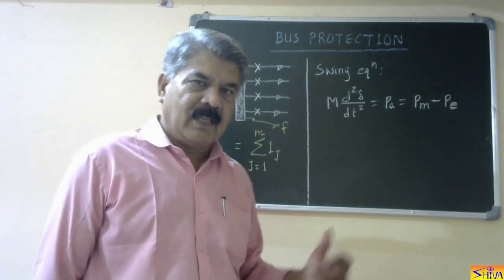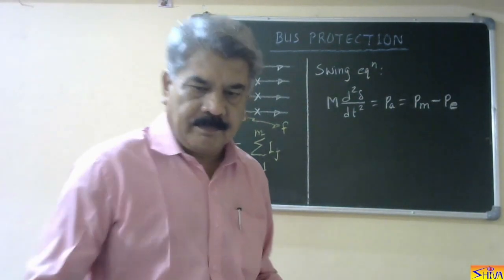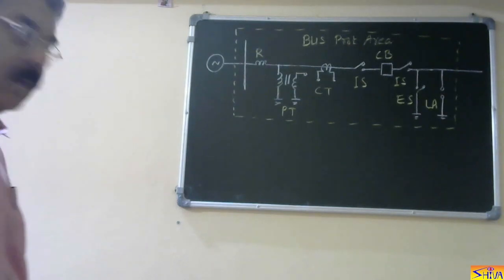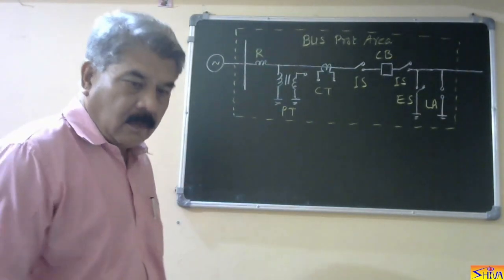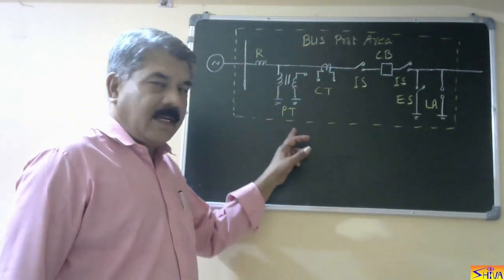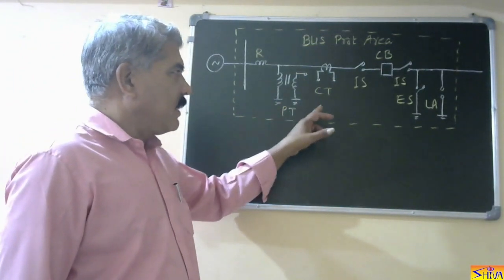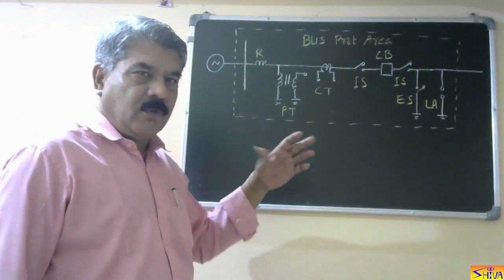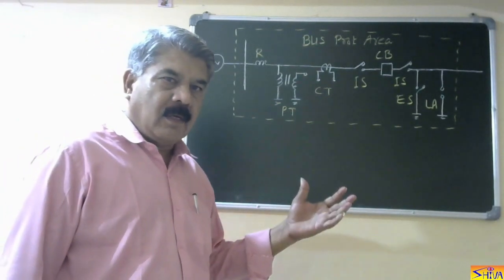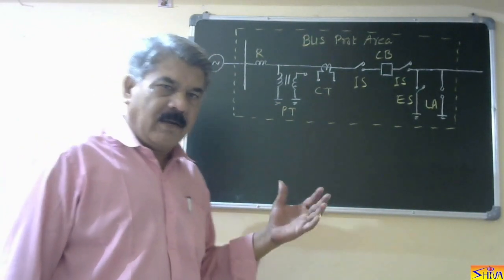Next salient feature, or next point, is about the area covered in the bus protection. So I will explain this with the help of one diagram. In this single line diagram, I have shown different components connected in the substation. A few components I have not shown, like the coupling capacitor and wave trap.